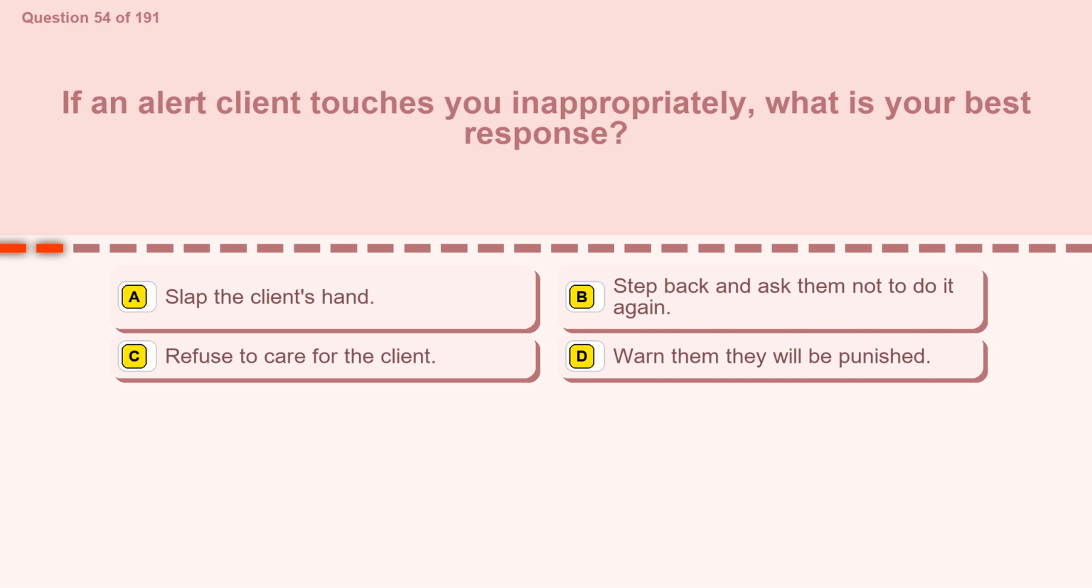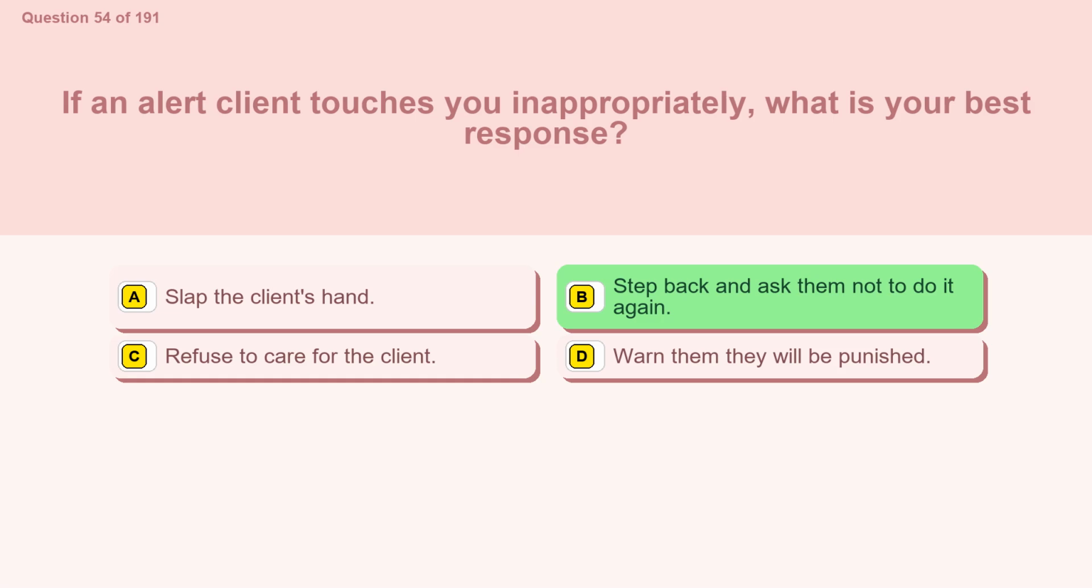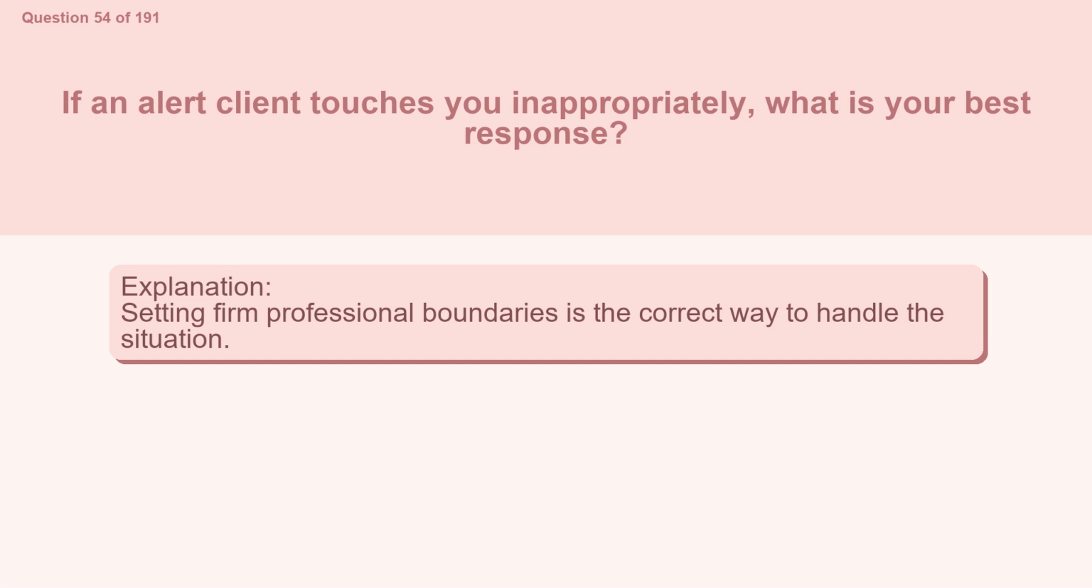Question 54. If an alert client touches you inappropriately, what is your best response? Option A. Slap the client's hand. Option B. Step back and ask them not to do it again. Option C. Refuse to care for the client. Option D. Warn them they will be punished. The correct answer is option B. Step back and ask them not to do it again. Setting firm professional boundaries is the correct way to handle the situation.